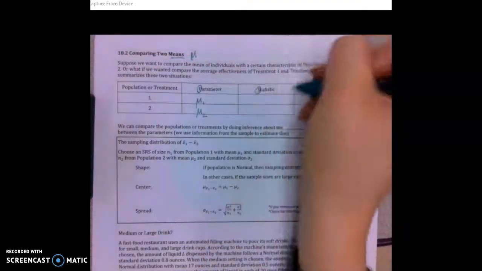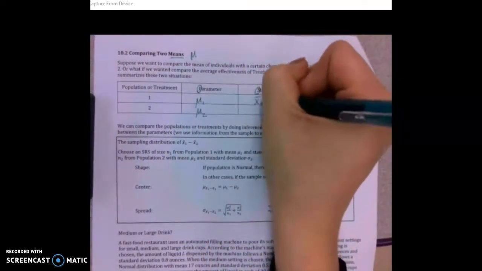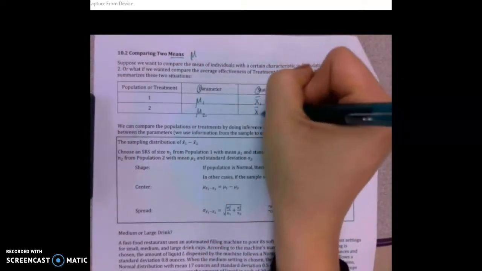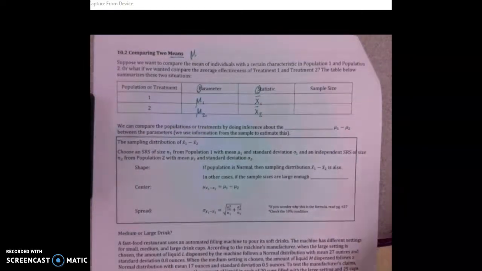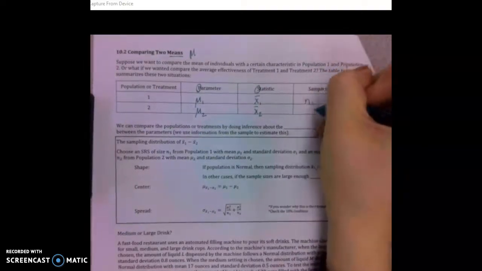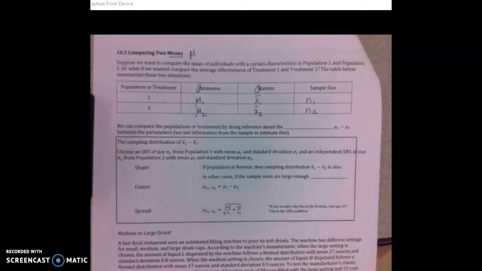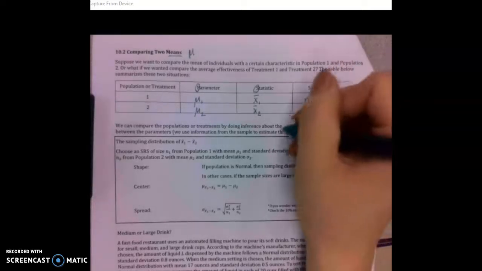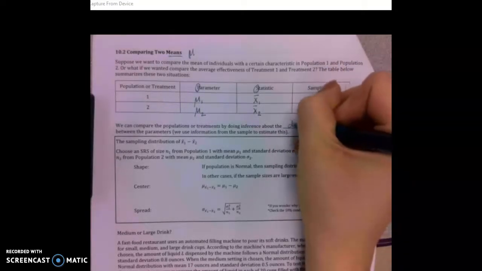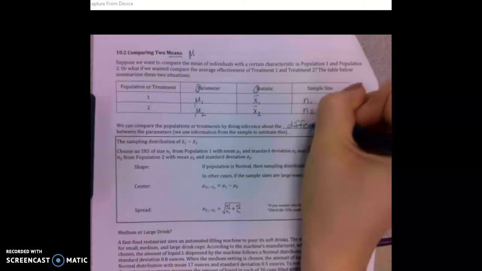Our statistic, this is our x bar. X bar sub 1, x bar sub 2. And your sample size is still going to be n sub 1, n sub 2. So we can compare the populations or treatments by doing inference about the difference again. This is where we're looking to compare the two, so we are subtracting the two mu's so that we find the difference.